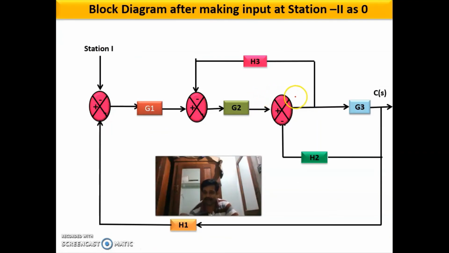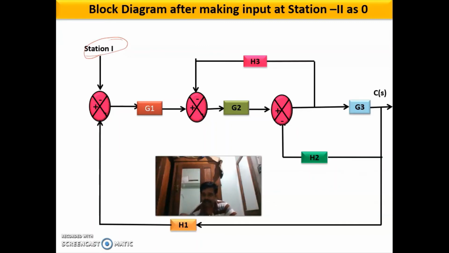So this is the diagram you obtained after removing the summing point, or the input at station 2. We are considering only the input at station 1, and we are making the input at station 2 as 0. So we have removed that summing point. This is the diagram you got after removing that input at station 2. Here we have to check whether it is possible to apply any rule.